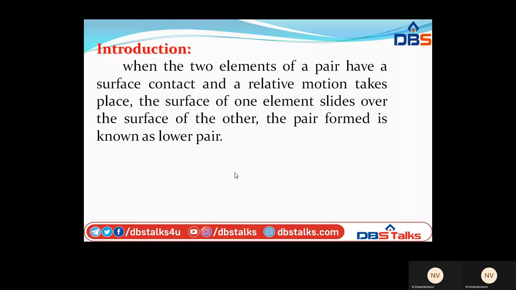So we know that one of the most important factors of the constraint mechanism is to permit only relative motion of an oscillatory nature along a straight line. When the two elements of a pair have surface contact with respect to relative motion, where the surface of one element slides over the surface of another element, then they form a pair called a lower pair. These topics we already discussed in the simple mechanisms.